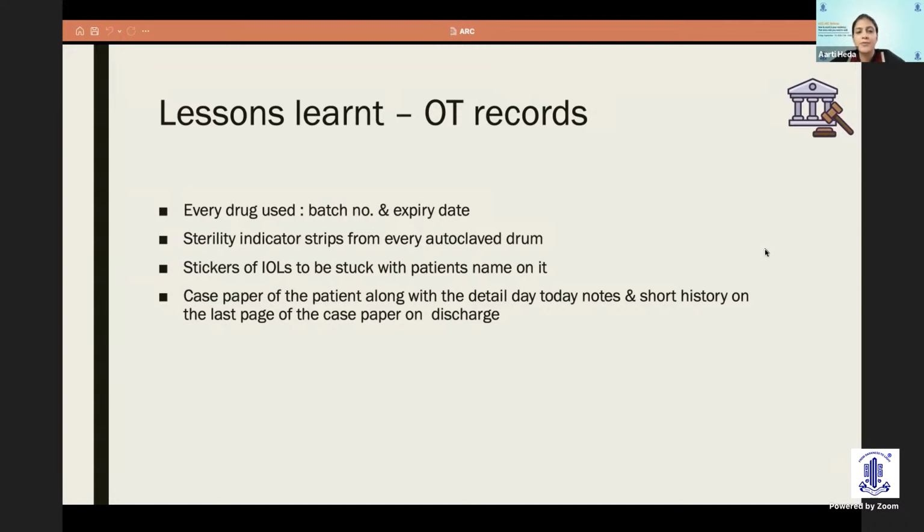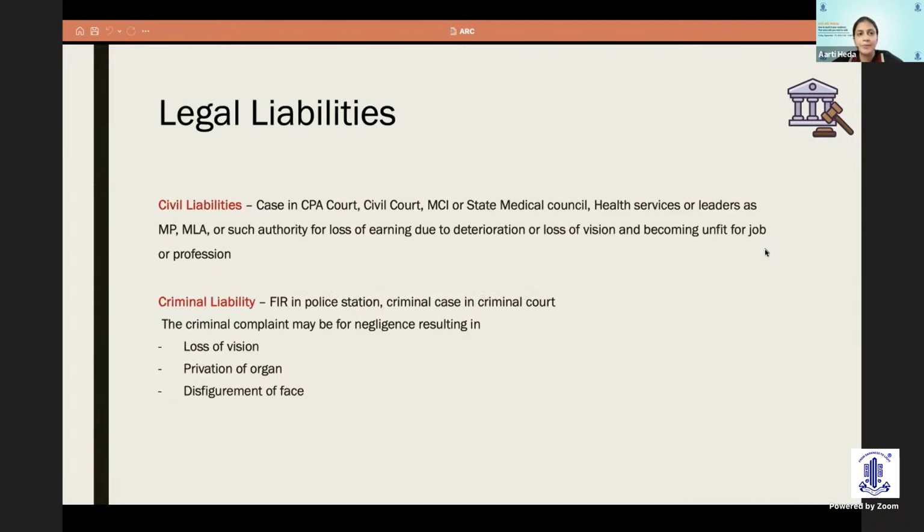The sterility indicator strip from every autoclaved drum should be mentioned. Stickers of the IOL are to be stuck with the patient's name on them. And the case paper of the patient, along with the details, day-to-day notes, and a short history on the last page of the case paper, is required on discharge.